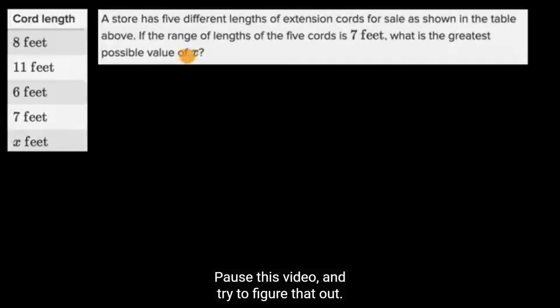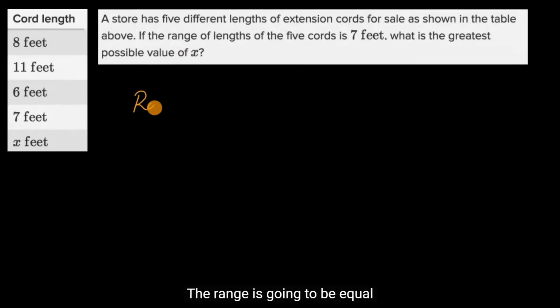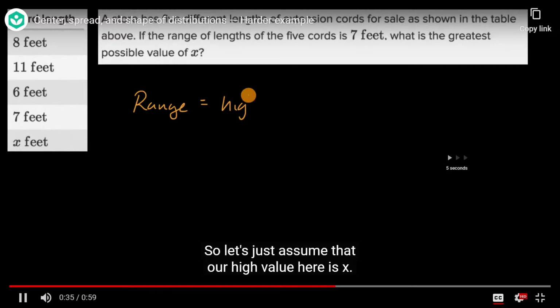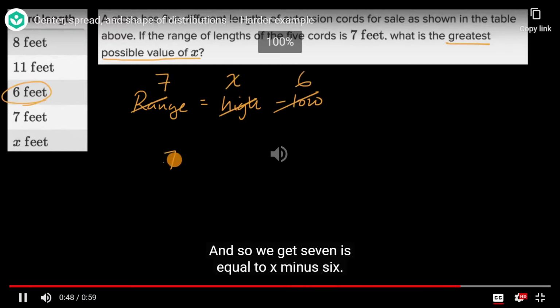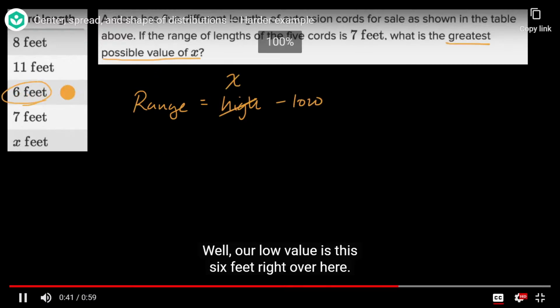Pause this video and try to figure that out. Well, let's just remind ourselves what the range is. The range is going to be equal to your high value minus your low value. Let's just assume that our high value here is x. And then what's going to be our low value? Well, our low value is the 6 feet right over here.